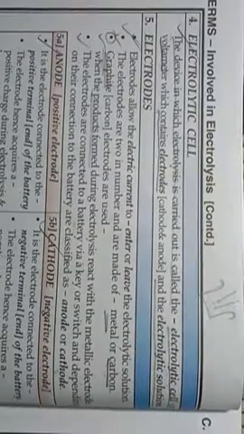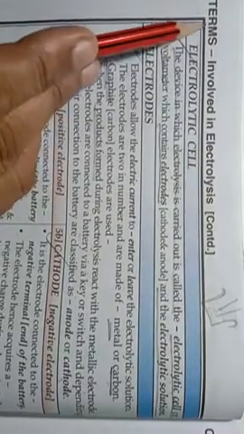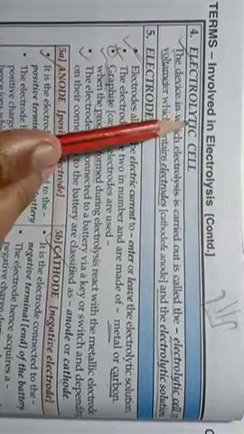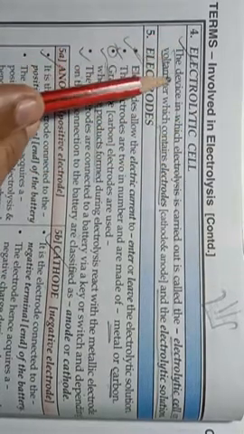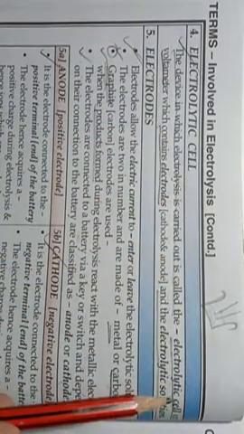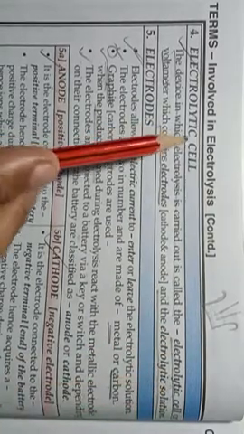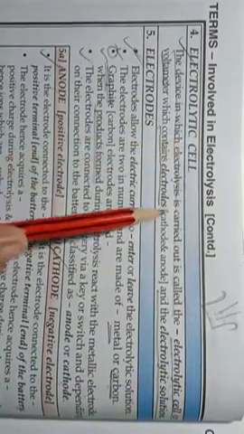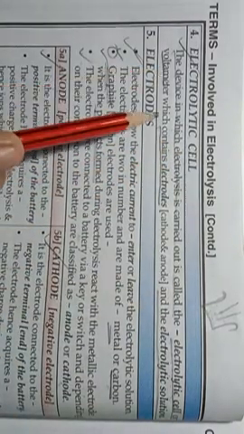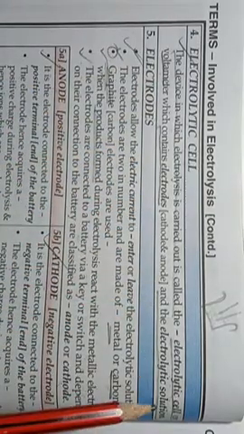Hello children, today we will start our lecture from the heading Terms Involved in Electrolysis. So the fourth heading is electrolytic cell. The device in which electrolysis is carried out is called the electrolytic cell. So this is the first definition of electrolytic cell. Electrolytic cell is the device in which electrolysis is taking place, or voltameter, which contains electrodes and the electrolytic solution.